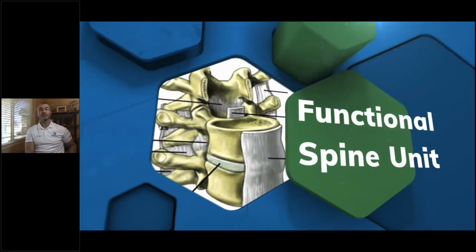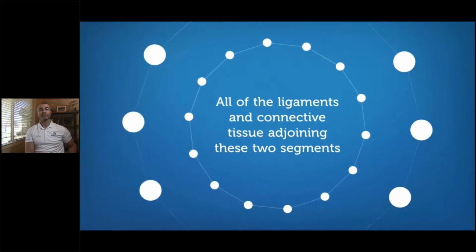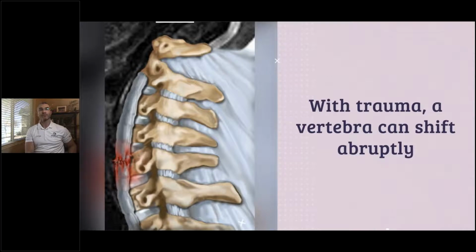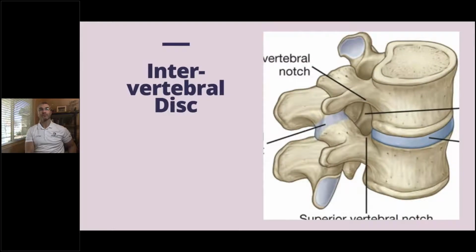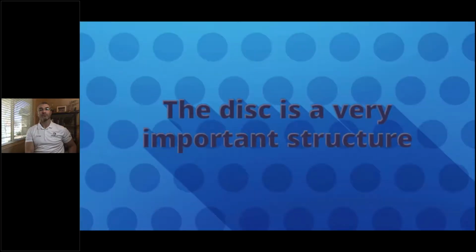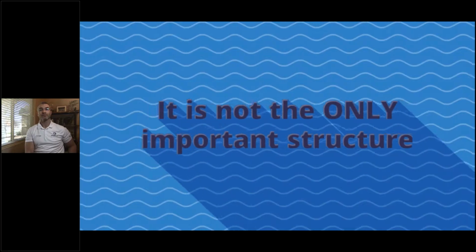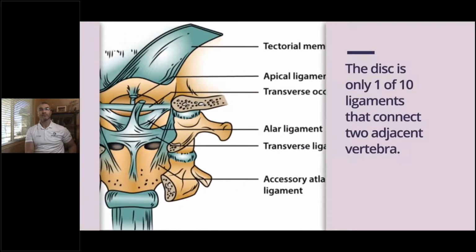Okay, so into the anatomy of a functional spine unit. A spinal unit consists of two adjacent vertebrae in the spine and all the ligaments and connective tissue adjoining these two segments. With trauma, a vertebra can shift abruptly, damaging the ligaments that hold them together. The most talked about ligament in the spine is the intervertebral disc. And while the disc is a very important structure, it is not the only important structure. As a matter of fact, it is only one of 10 ligaments that connect two adjacent vertebrae.